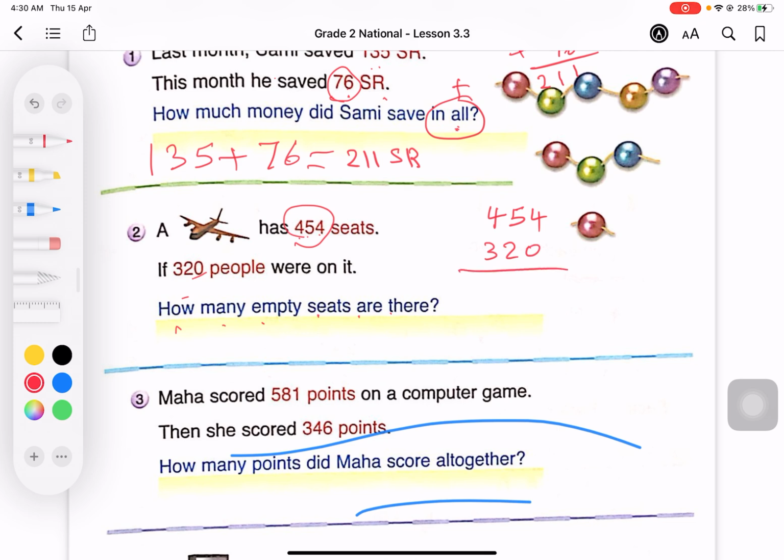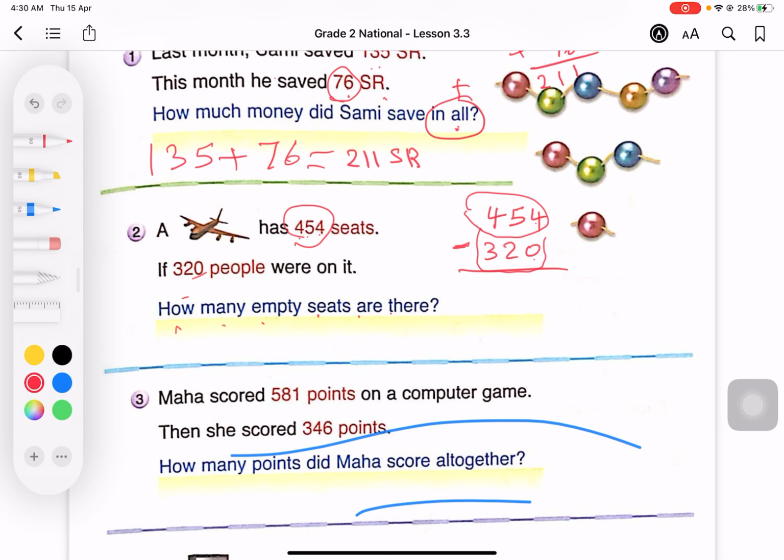No, sorry. 320 people were in it. The rest is empty. So how much is the empty seats? To know how many are the empty places, you are going to subtract the whole number, the plane's whole number, and how many are in the plane.